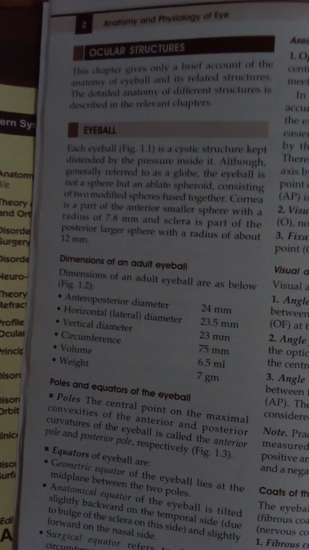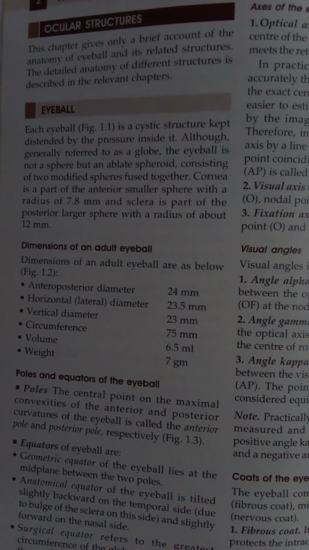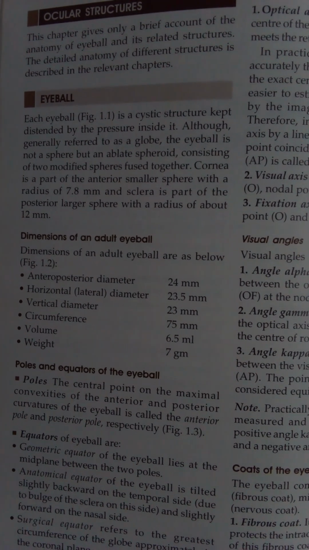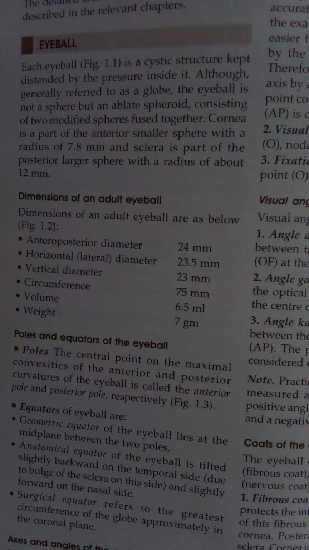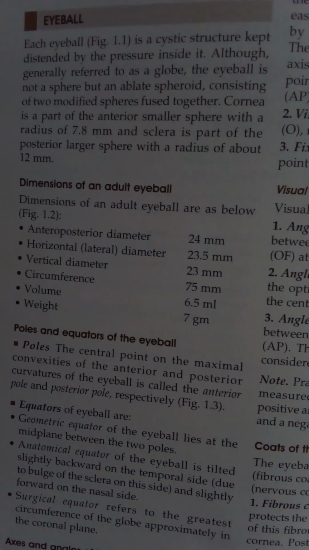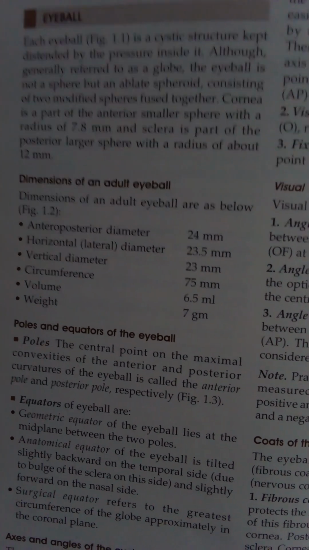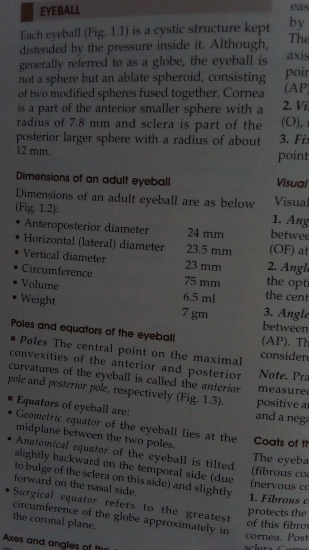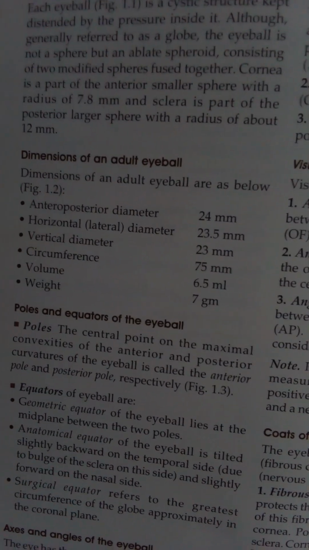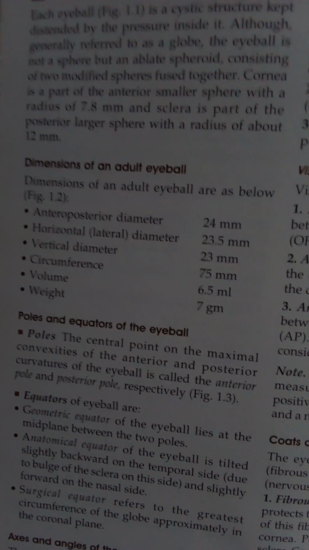Now we will discuss the dimensions of an adult eyeball. Dimensions of an adult eyeball are as below: anteroposterior diameter 24 mm, horizontal lateral diameter 23.5 mm, vertical diameter 23 mm, circumference 75 mm, volume 6.5 ml, weight 7 gram.